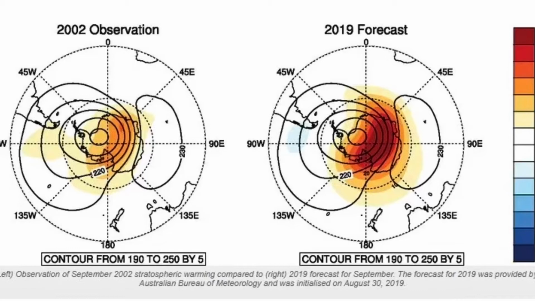A negative phase favors drought conditions and occurs when the subtropic ridge winds move further to the south. This negative SAM event was caused by a sudden stratospheric warming over the South Pole. 2002 was the only other recorded occurrence of this type of event.